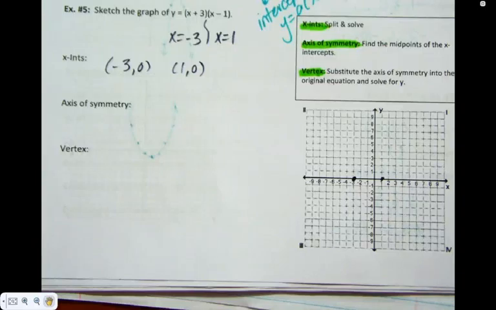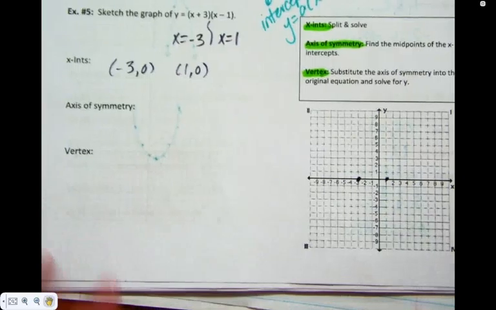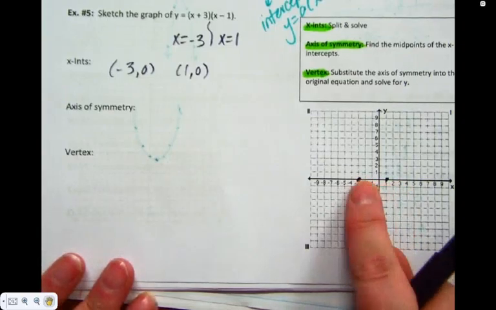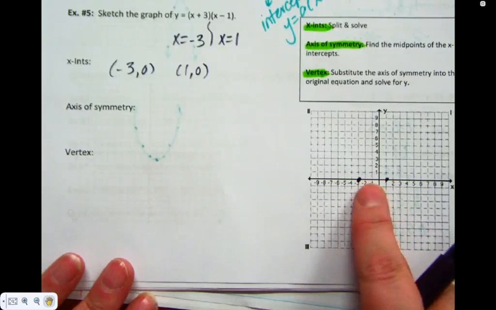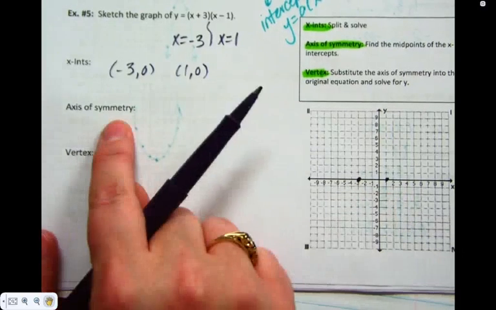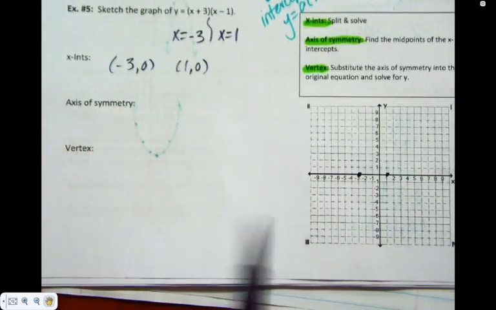What do you know about the axis of symmetry of any parabola? Middle, more specific. Middle of what? Along the vertex. Yes. So what do you know about the axis of symmetry and the 2 x-intercepts? Where does it have to be? Between the 2. Directly in the middle. So that's what we're going to do to find the axis of symmetry. We're just going to find the midpoint.